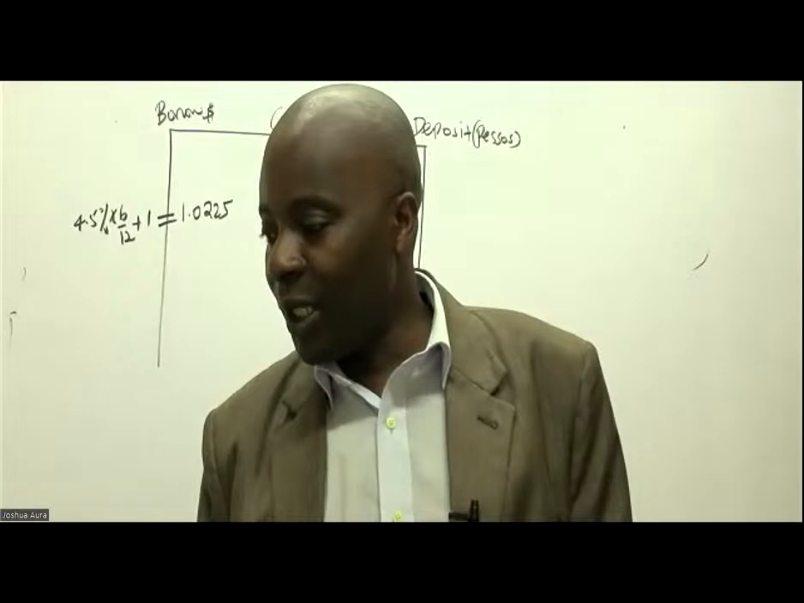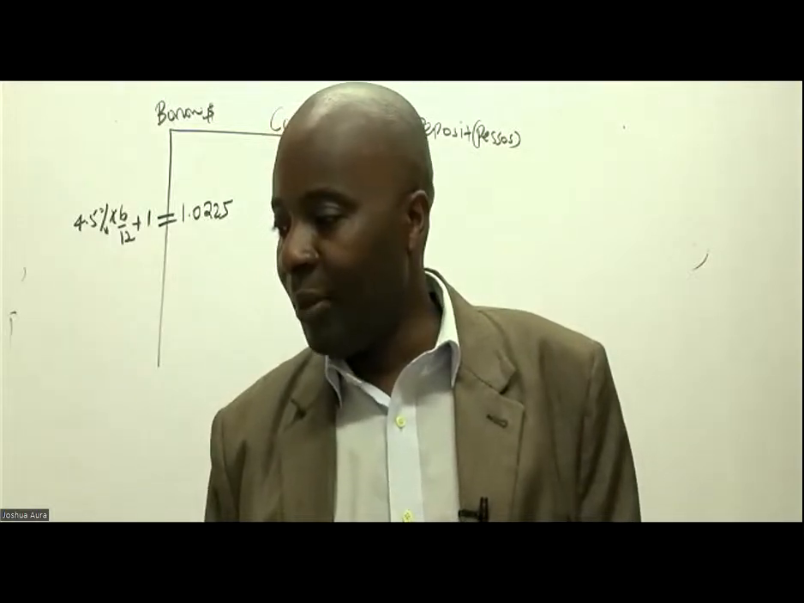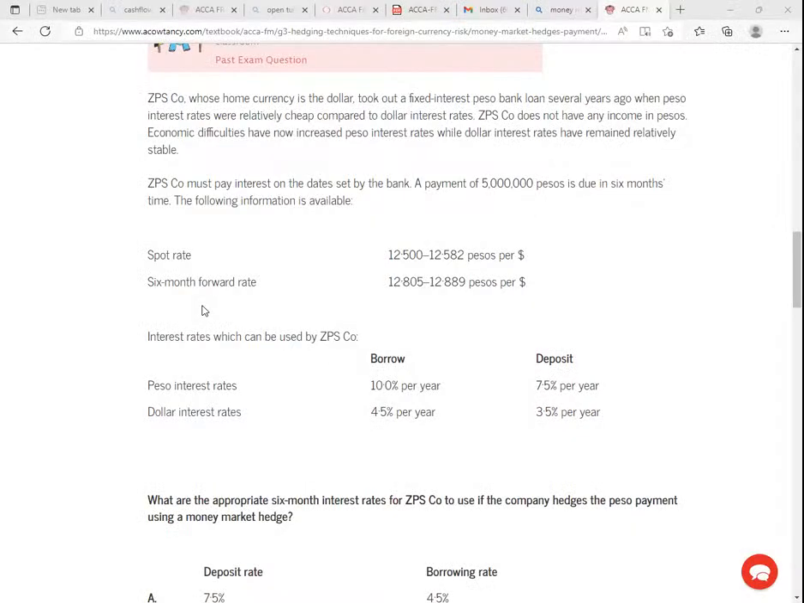Okay, for depositing the pesos, what do we have here? Depositing the pesos is 7.5% per year. So this is 7.5% per year times 6 over 12 plus 1. I believe this is what Madam Marietta has already given: 1.0375. Thank you very much.